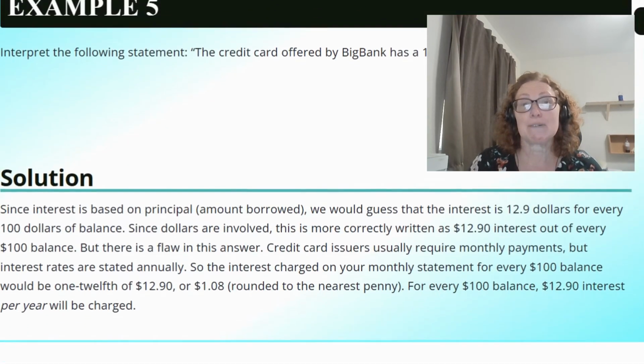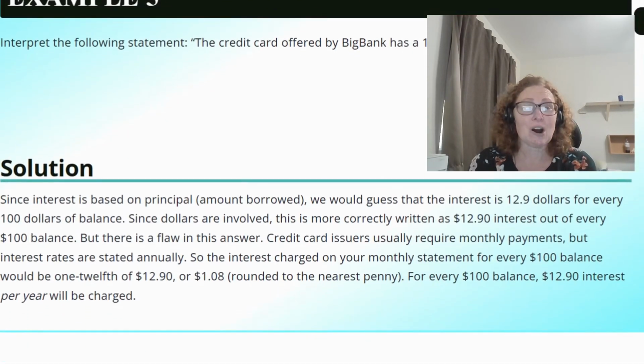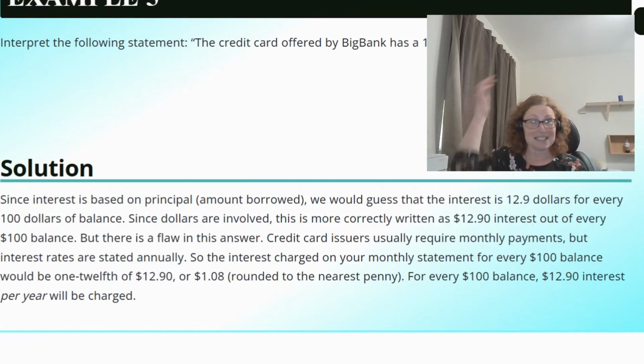Okay, example 5. The credit card offered by Big Bank has a 12.9% interest rate. Okay, you've heard that before, right? This is right up most people's alley. So interest rate is based on the amount borrowed. So we kind of think about that. The interest could be $12.9 for every dollar of the balance, or really $12.90, right? Because we're talking about dollars.